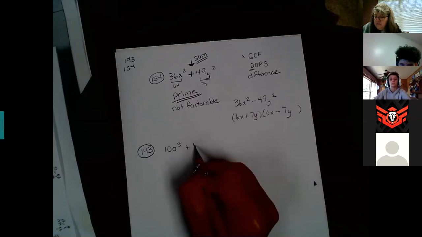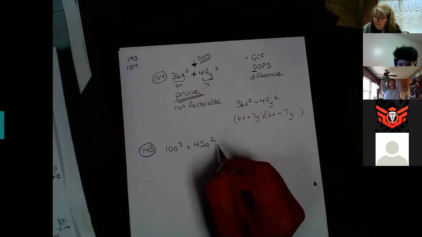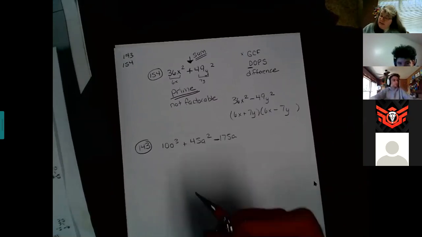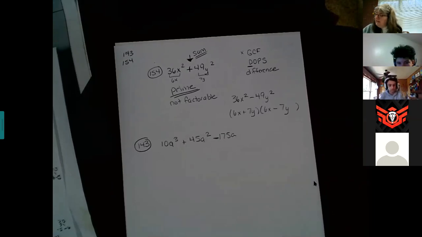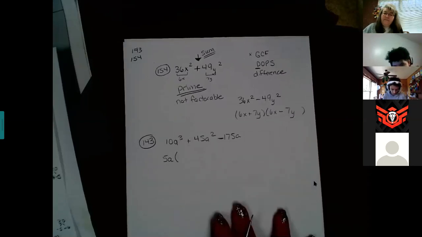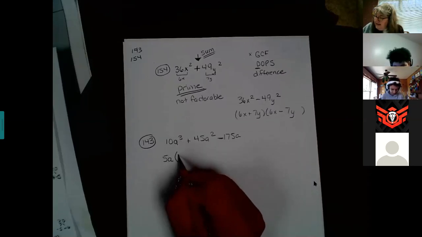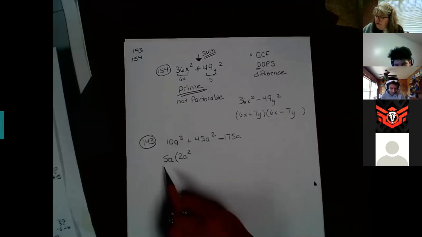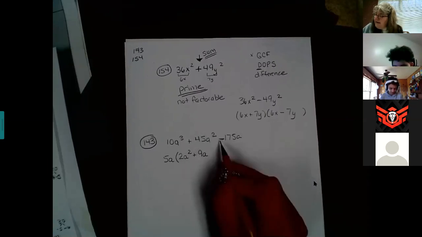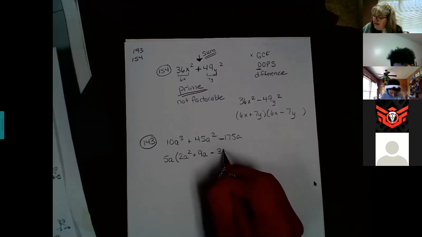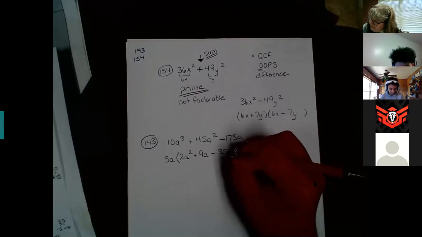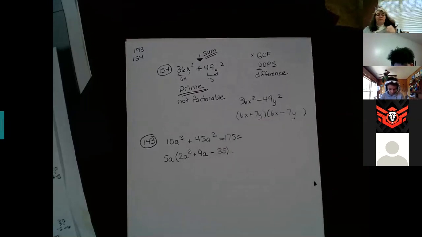10a cubed plus 45a squared minus 175a. Okay, we always start with GCF. Do you see one? What is it, Zonil? A and 5. A 5 and an A. So I'll pull that out. 5a out of 10a cubed will leave me with 2a squared. 5a out of 45a squared will leave me with plus 9a. 5a out of negative 175a will leave me with negative 35, not an a. I already pulled the a out. Negative 35. Good so far?